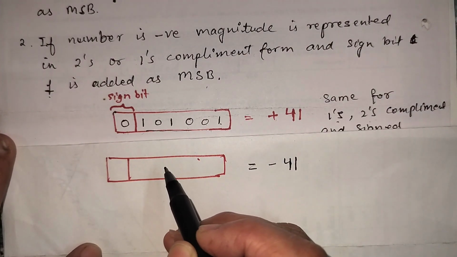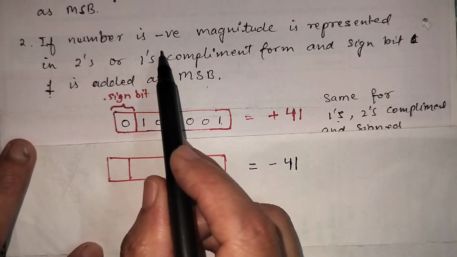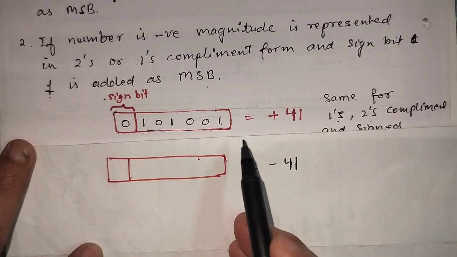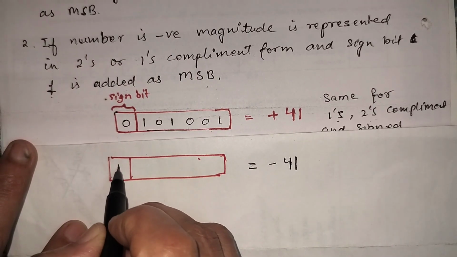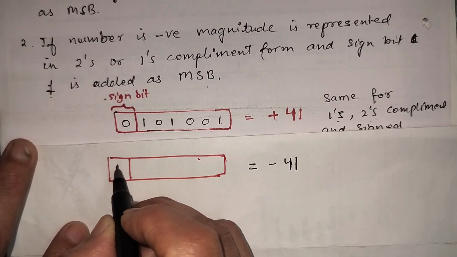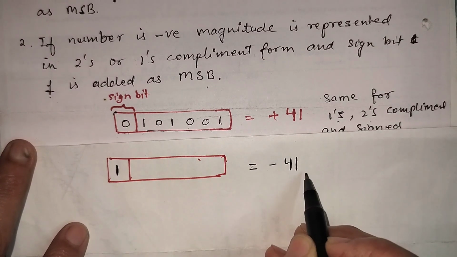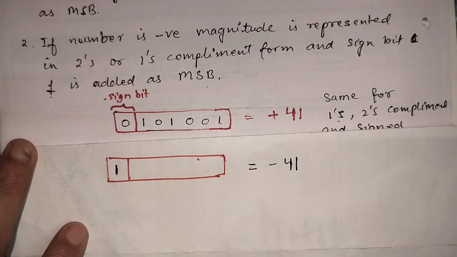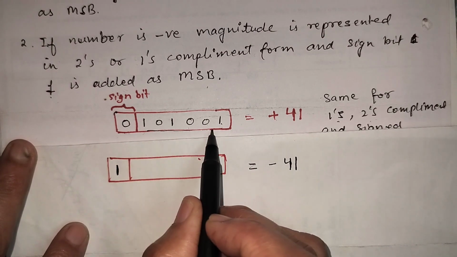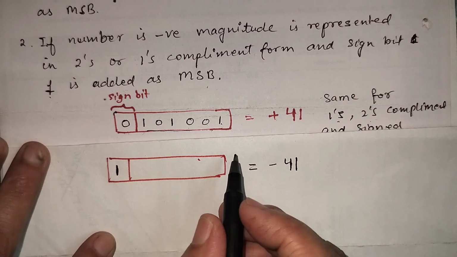Now we'll write the 1's complement form of the signed number. In case of negative numbers, we place 1 as the sign bit. So we will place 1 first at the place of the sign bit. It is the most significant bit. Now we will convert this 41 in binary form and then convert it to the 1's complement. This is the true binary form of 41, and now we will convert it into the 1's complement form.